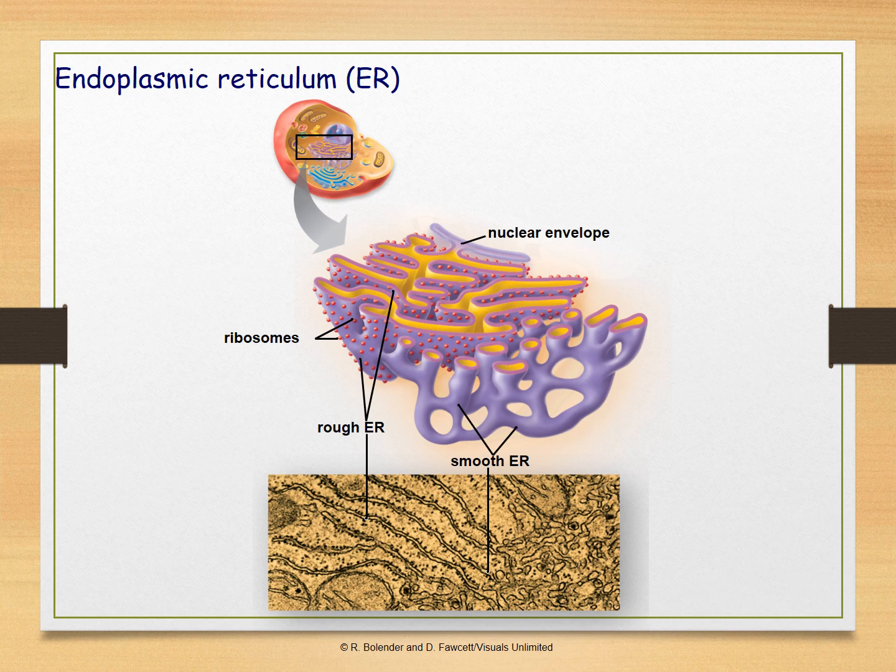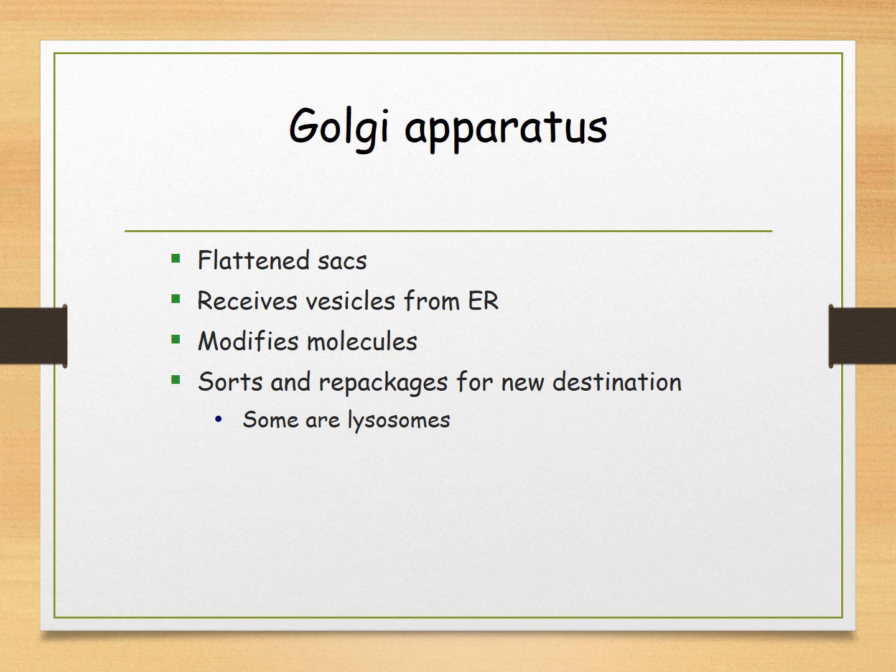This shows the difference between the rough ER that has all the little pink ribosomes attached and the smooth ER. The Golgi apparatus consists of flattened sacs, and it's receiving vesicles that contain proteins from the endoplasmic reticulum. And what it does is it modifies these molecules. It sorts them, it repackages them. It's kind of like the Amazon warehouse for their new destination.